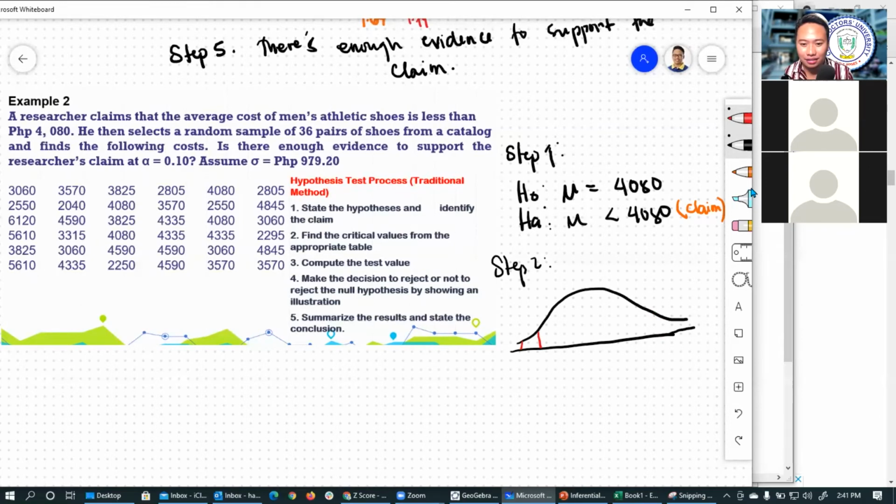So kana somewhere there. And then nga kana siya middle. So again, this is the alpha or the area given in the problem is 0.10. That's the area for the shaded region. Now the question is, pila may area sa wala gi-shade nga region? Go.